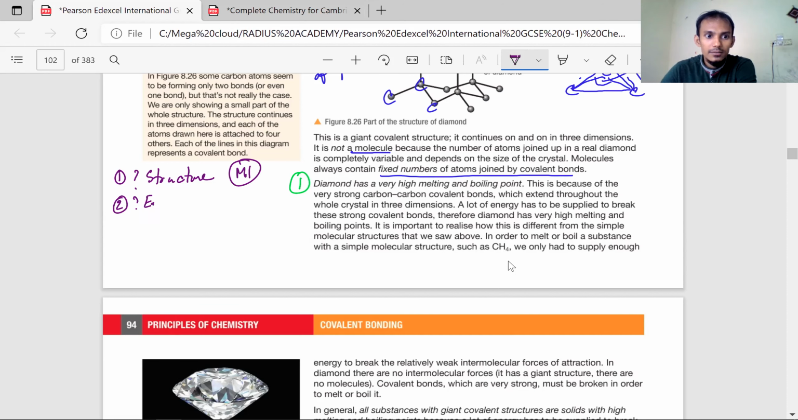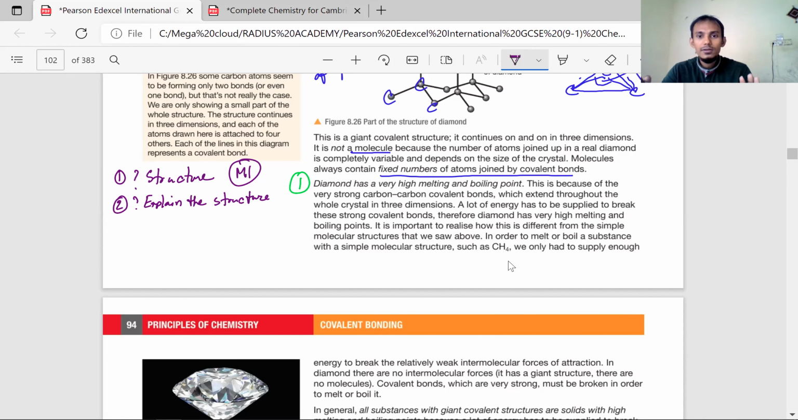Explain the structure. Now, how will I explain the structure? I will say, first sentence: diamond is a giant covalent structure where each of the carbon atoms is joining with 4 other carbon atoms in a tetrahedral lattice.